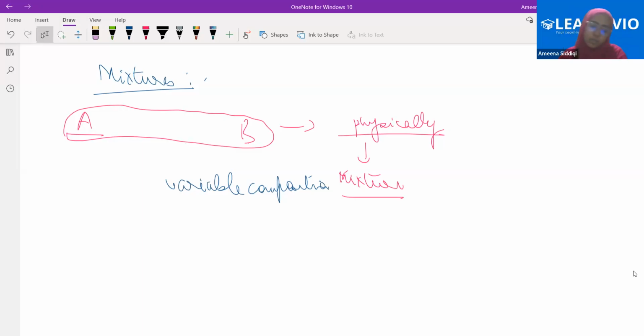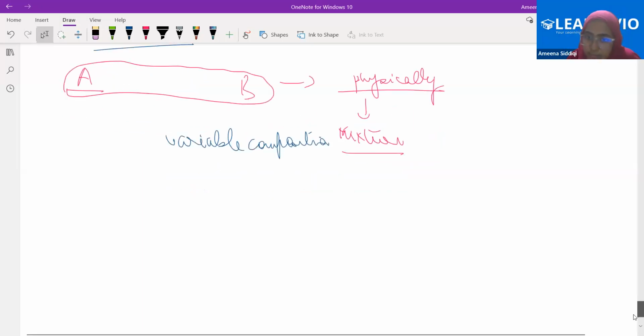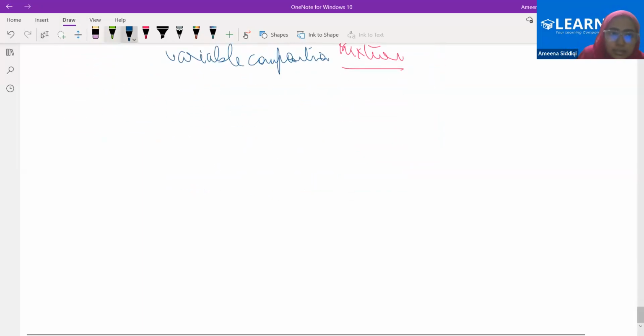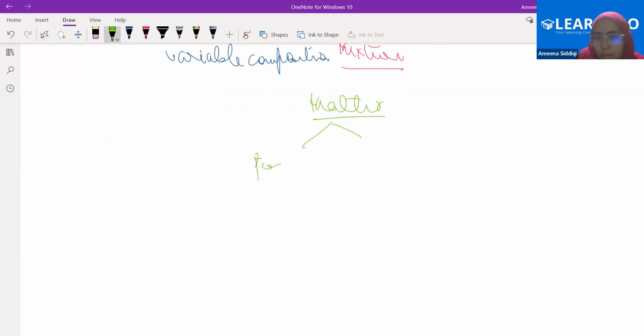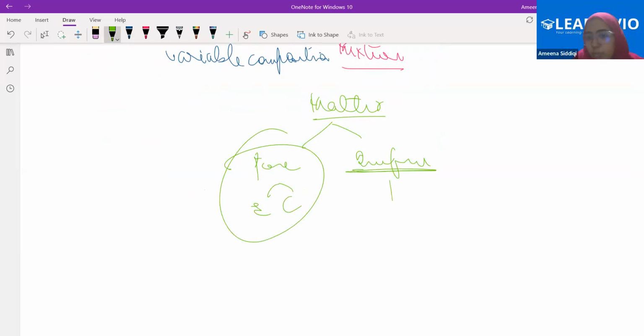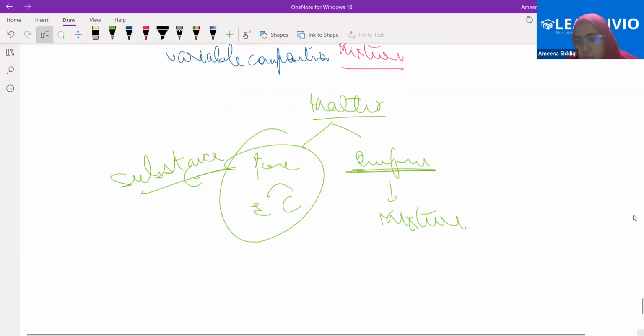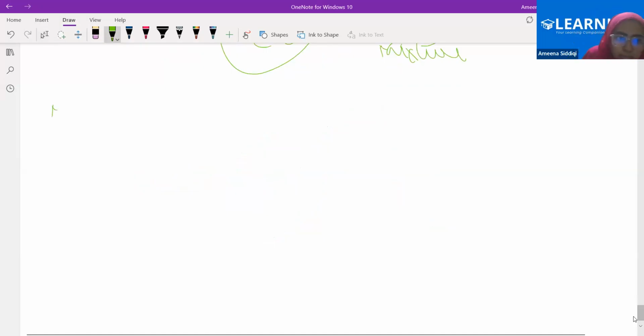Any confusion in this? All clear? See, look here. Matter was pure and impure. Pure was elements and compounds. We completed this. We are coming to impure matter. Impure matter is referred to as a mixture, whereas pure matter was referred to as a substance. Is it clear, beta? So now we are studying mixtures. And what is a mixture, beta?